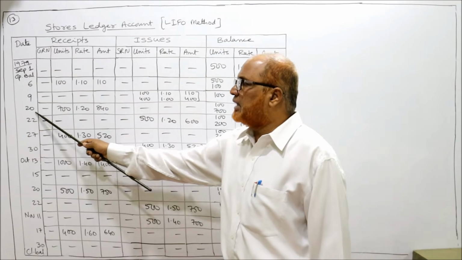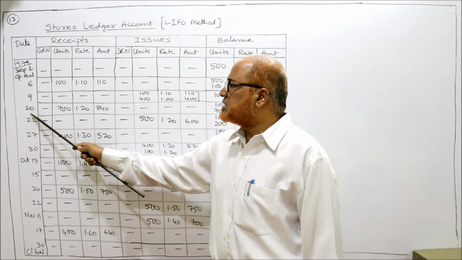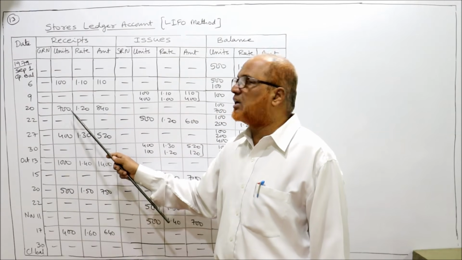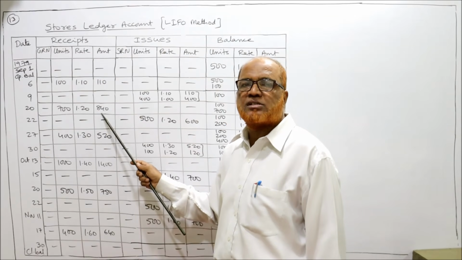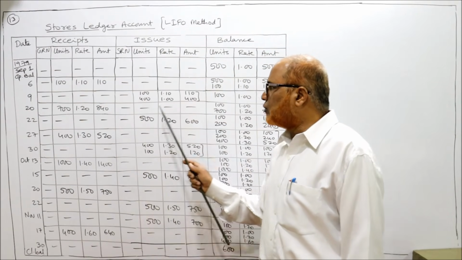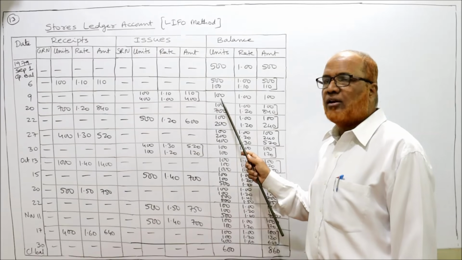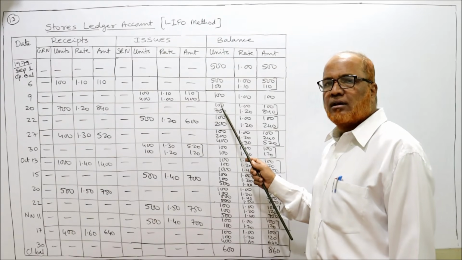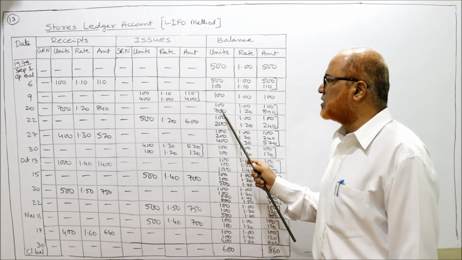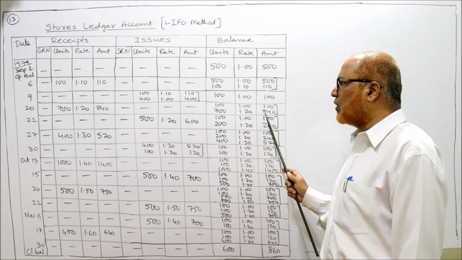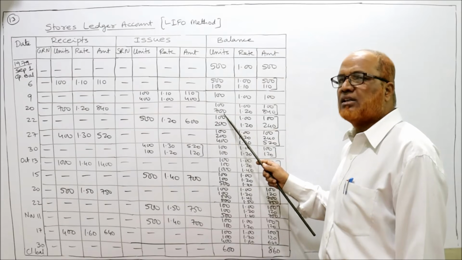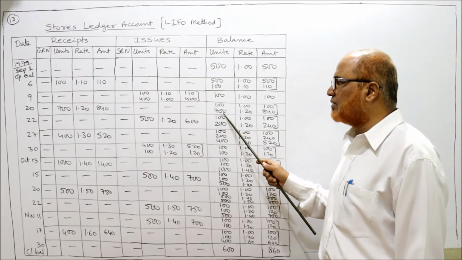Now I'll come to the 20th September. On 20th September, there is a purchase of 700 units at 1 rupee 20 paisa. So 700 into 1.2, 840 rupees is the purchase value. Now come to the balance. Already we have 100 units in the opening balance and 700 units are purchased. So this 100 at 1 rupee and 700 at 1.2, 840. So two lots we are having in the balance, 100 and 700.